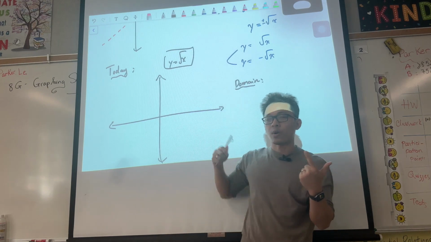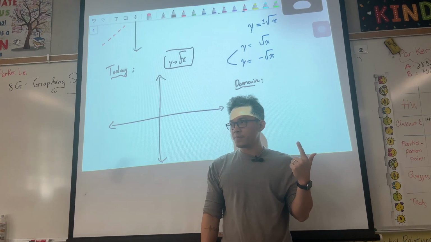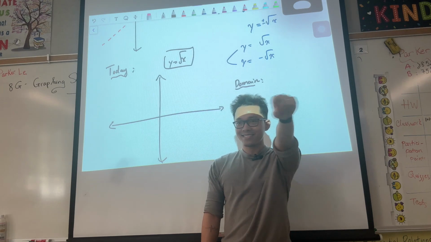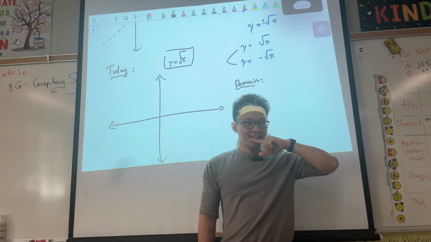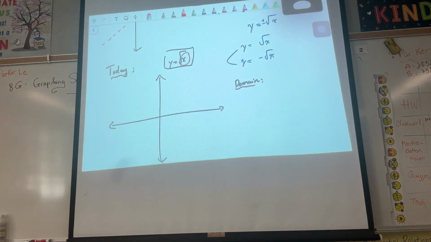Now this is a square root. What do you need? You need the square root to be negative? What is it called? How do you say it? So inside the square root needs to be non-negative.